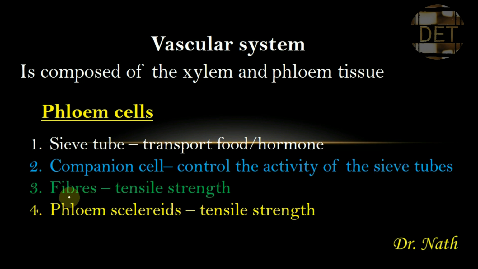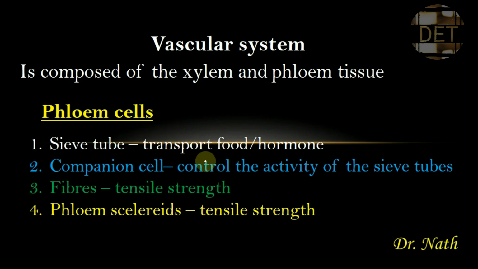Then the phloem fibers, which is the third cell that makes up the phloem tissue, have the main function of giving tensile strength to the plant, so that if the plant bends, it doesn't break. Then also we have the phloem sclerids. Its main function as well is for tensile strength. So fibers and sclerids have the same function, and even the same function as those of the xylem fibers and the xylem sclerids.